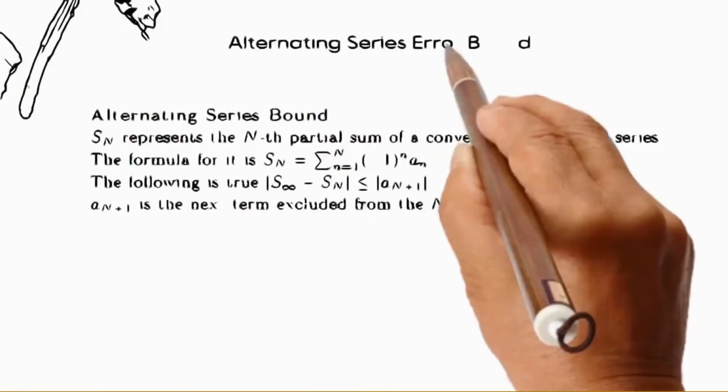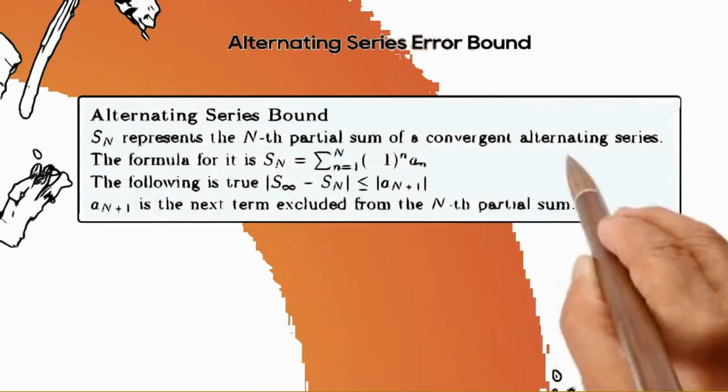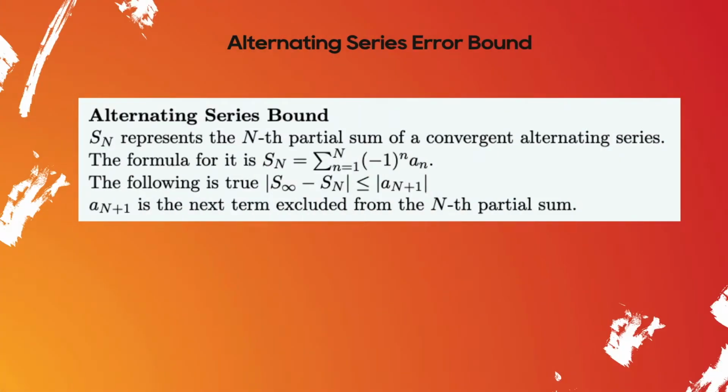Now the alternating series error bound. If S of n represents the nth partial sum of a convergent alternating series, then the error will be bounded by the first term that is not included in the partial sum approximation. So basically, S of n represents the approximation for a certain series. And then S of infinity that you see is basically the sum of all terms. So that's the actual sum.